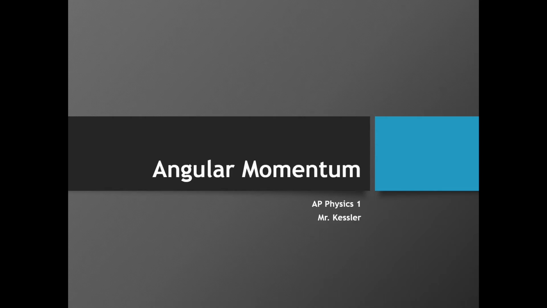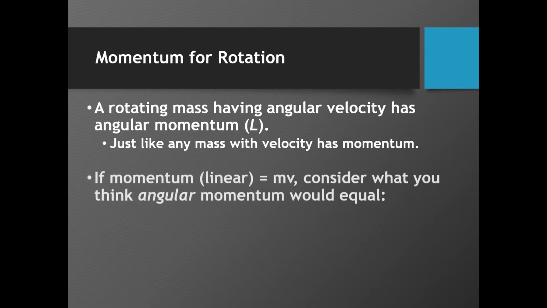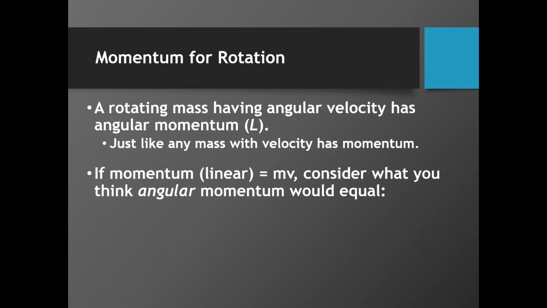This PowerPoint is going to be over angular or rotational momentum. All right, so the momentum of a rotation is going to be the rotating mass having an angular velocity, and it has an angular momentum if it has an angular velocity. So the moment of inertia times the angular velocity is going to give you the momentum of an object. But for an object that's moving in a straight line, that has linear momentum, it's mass times velocity.